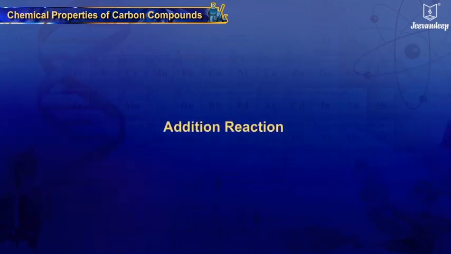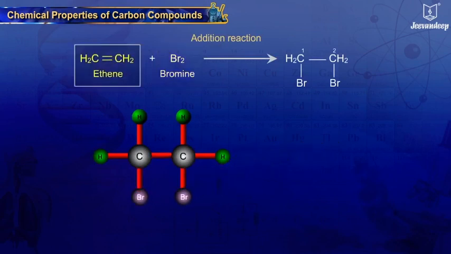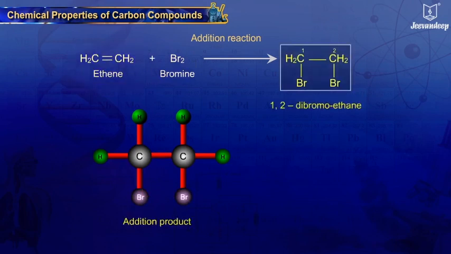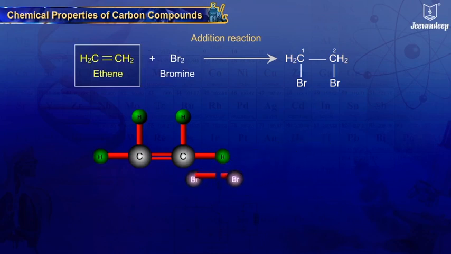Addition reaction. In addition reaction, an atom or a group of atoms is added to a molecule of hydrocarbon, giving a single addition product molecule. This type of reaction is characteristic of unsaturated hydrocarbons, where the addition takes place at carbon atoms with the double or triple bond.